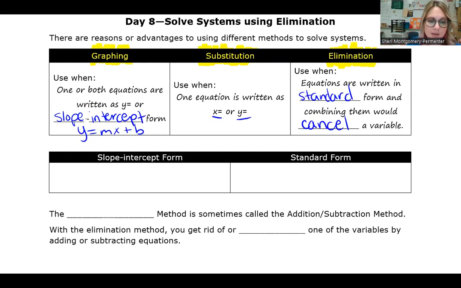So next is a table just so that you can see the difference in being written in slope-intercept form versus standard form. So slope-intercept form, what does that look like? Y equals what? Y equals mx plus b. Thank you. Standard form is a little different. It looks like this. Ax plus By is equal to C.